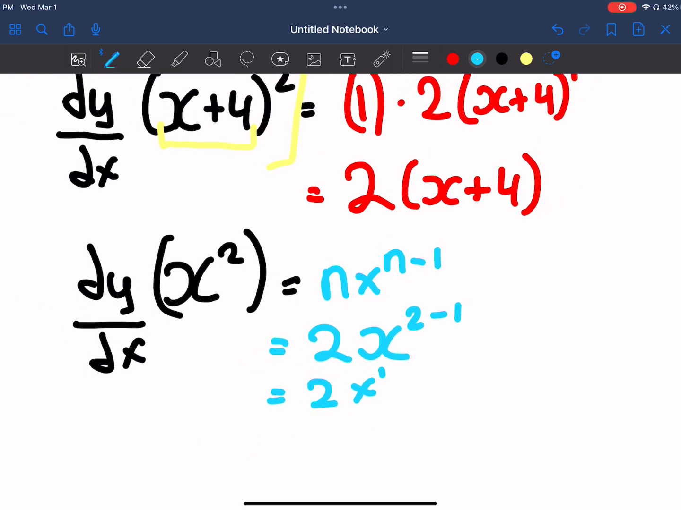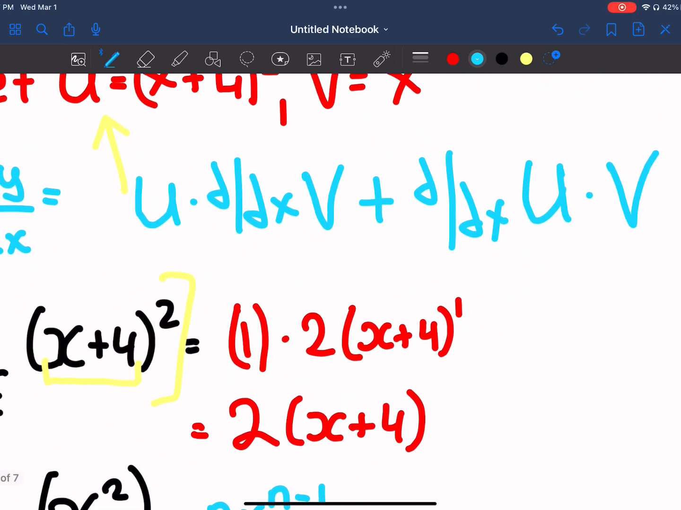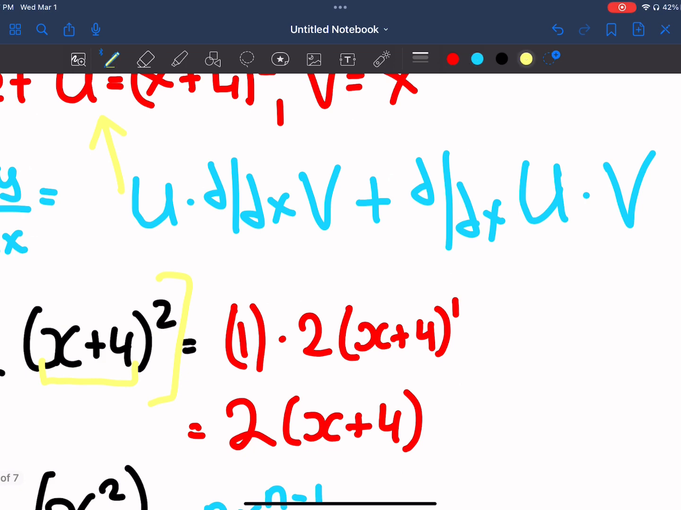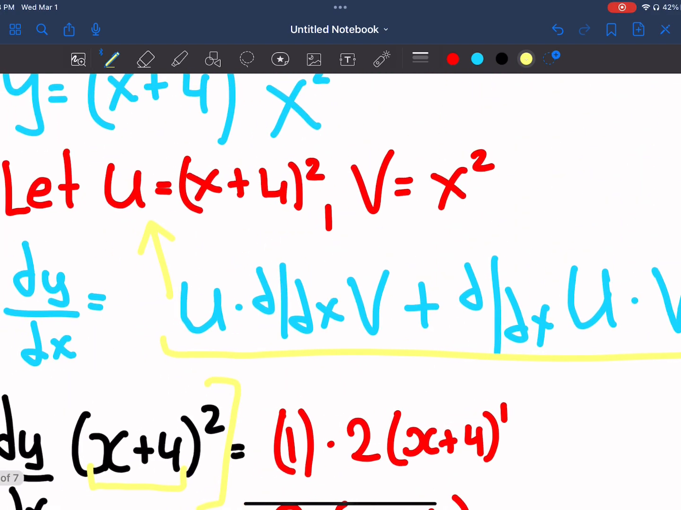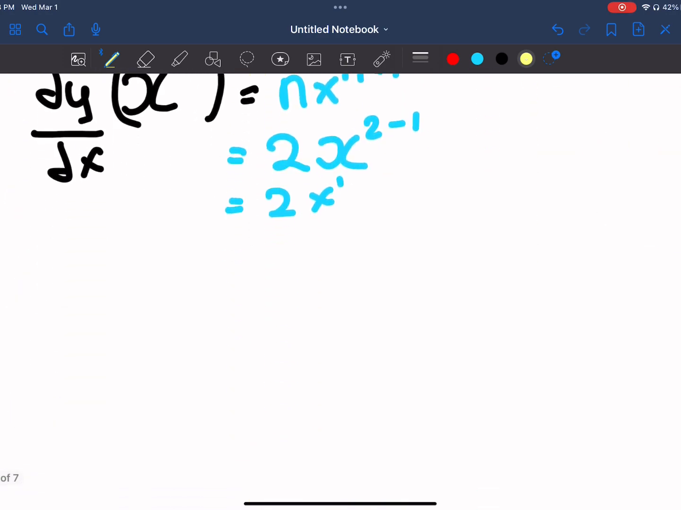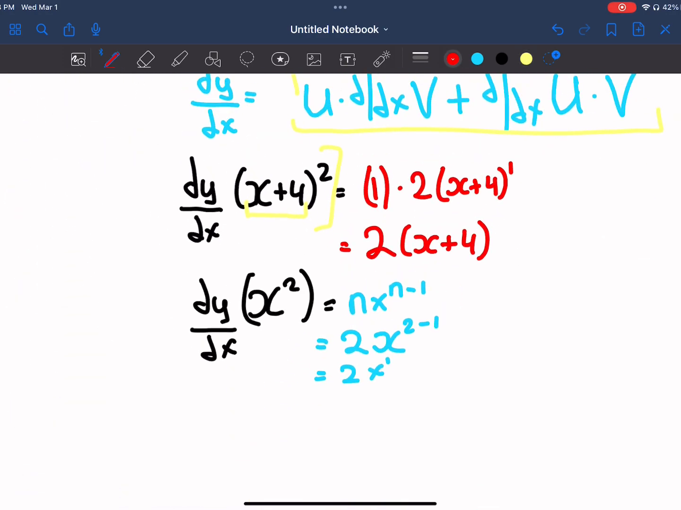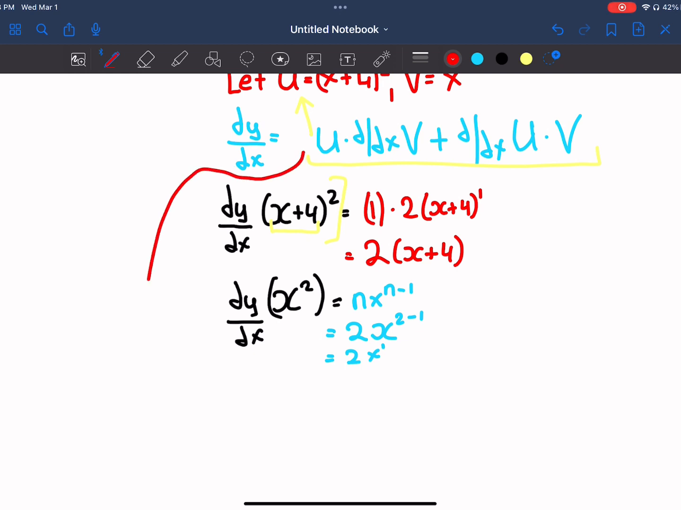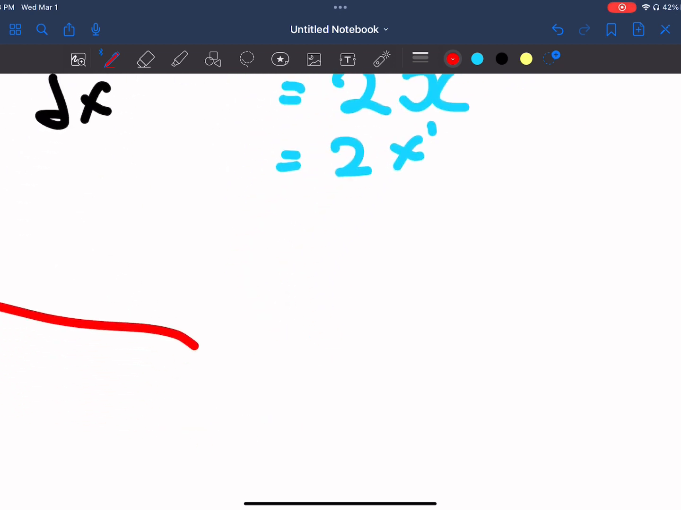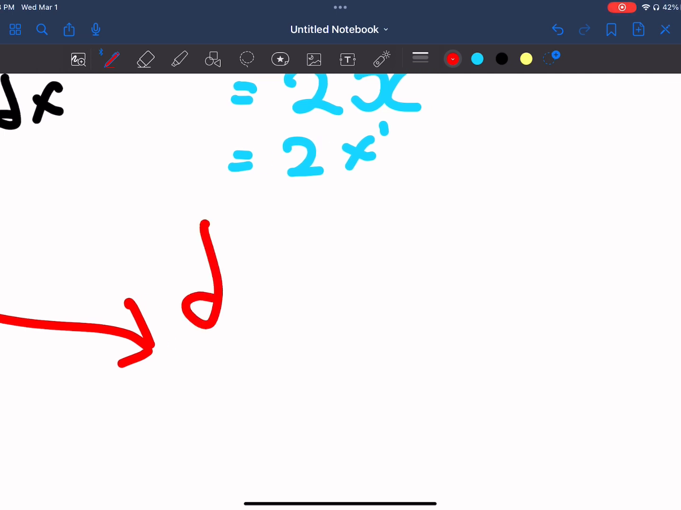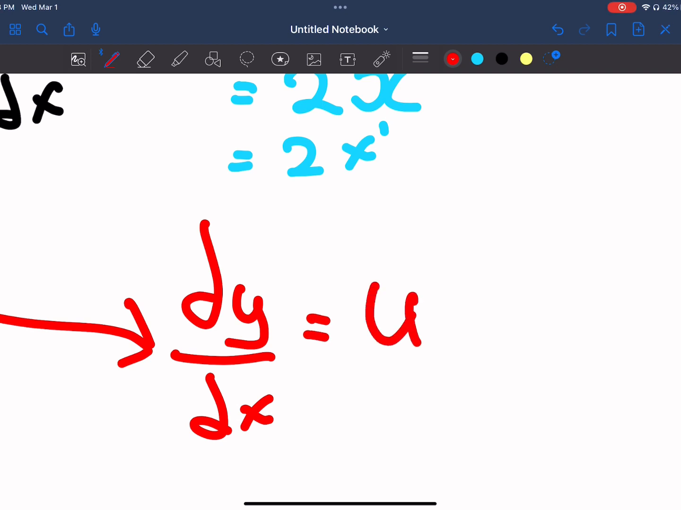Very good. Now, I hope you're starting to get where we're going. Now we're going to start plugging these things into the general formula that we made earlier. So if we have u times the derivative of v plus the derivative of u times v, we can just plug in our values. So we know that u was equal to x plus 4 to the power of 2. I'm just going to draw it down here a little bit and rewrite it so that you guys can keep more on par with what's going on.